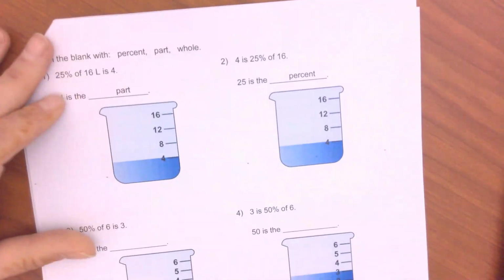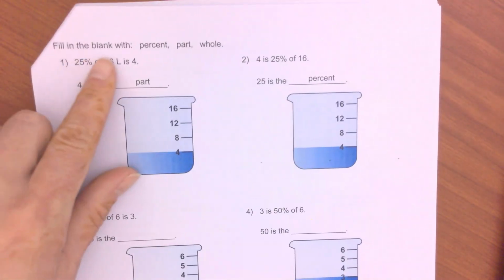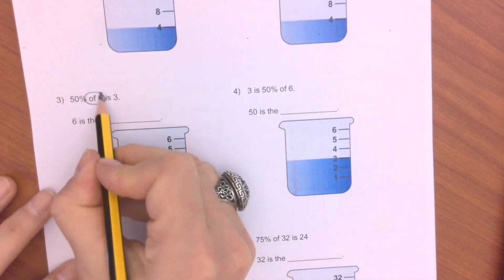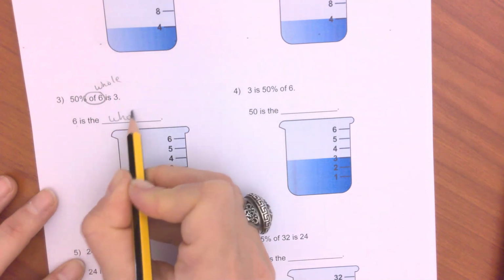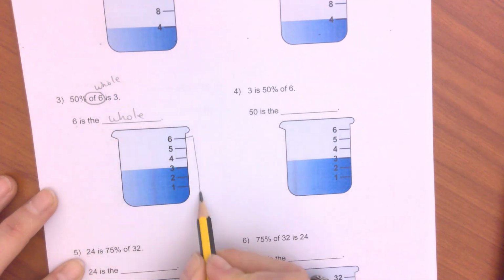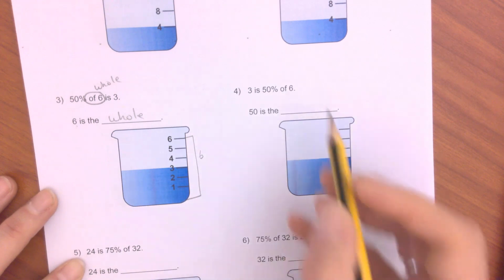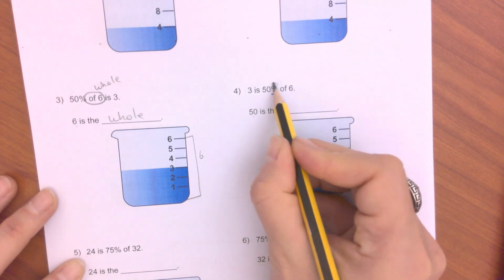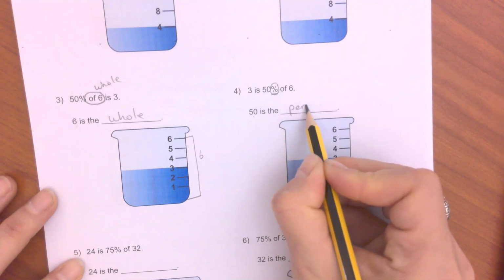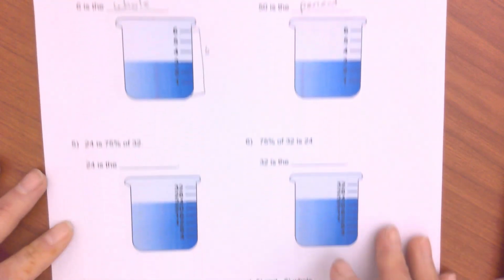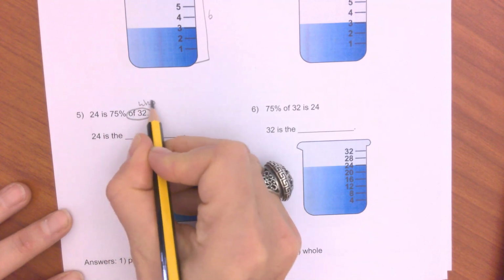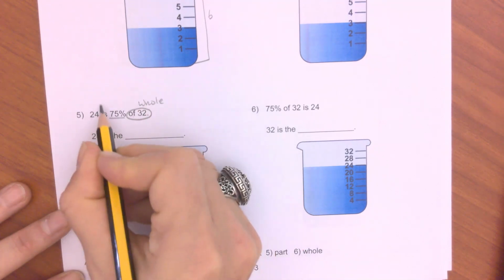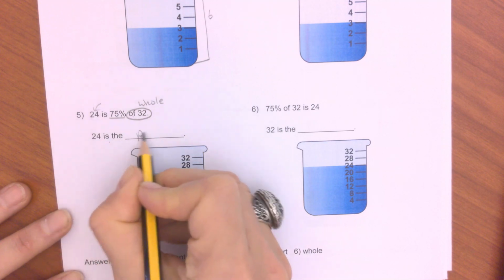So let's look. It says fill in the blanks with percent, part, or whole. So here's the "of", so we know that's the whole. 6 is the whole. And if we look at the picture, yep, the whole cup can hold 6. 50, well, that's easy because it has a percent sign, so it's the percent. Well, this is the whole because it has the "of", and that's the percent, so that one must be the part. So 24 is the part.